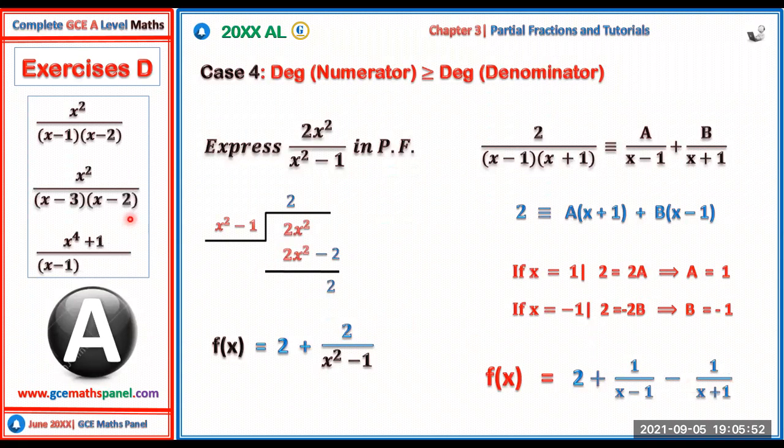Here are other examples. Make sure you solve these examples. With this particular case, the third one, the degree of the denominator is x times x to the power 2, which is x to the power 3. So x to the power 4 divided by x to the power 3 is x. So we expect this numerator here to be something like ax plus b. That's what you expect it to be.